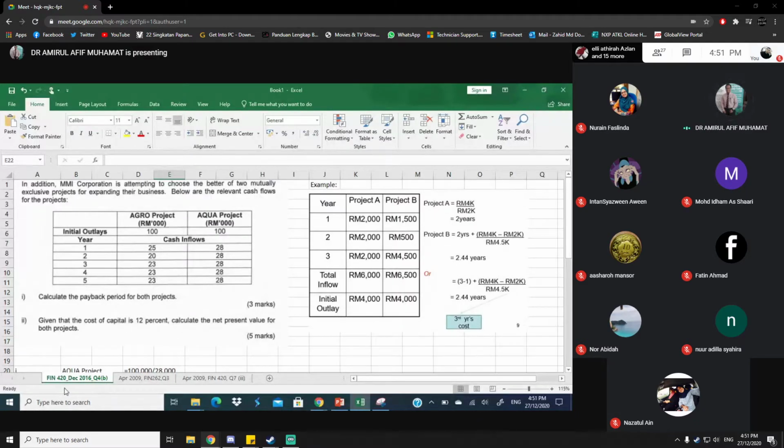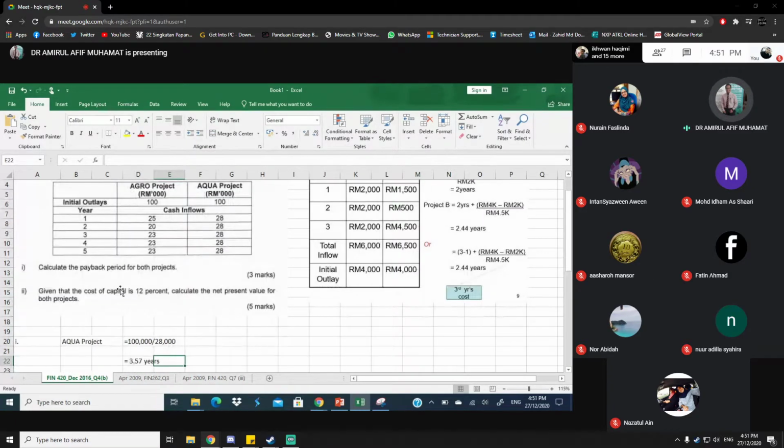So FIN 420, December 2016, question 4B. So find the net present value. This is question 2. Given the cost of capital 12%, calculate the net present value NPV for both projects. So project Aqua, this is NPV annuity. For B, this is a normal NPV, ordinary NPV.